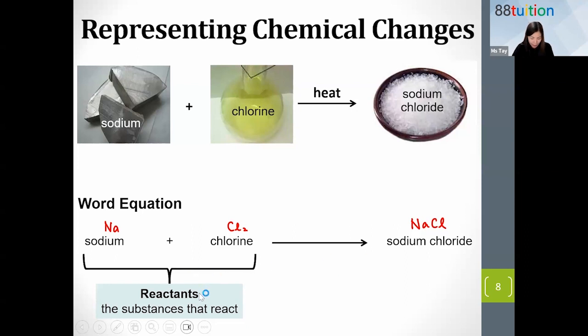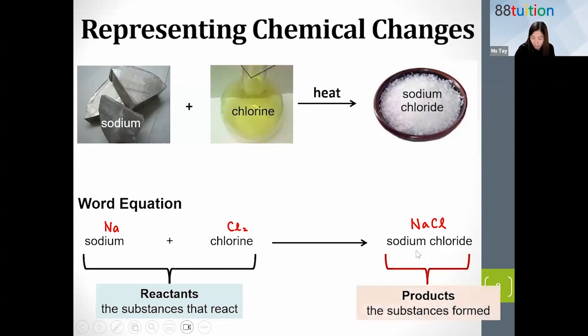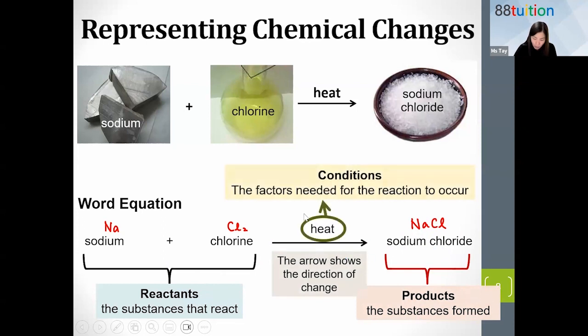So we call these the reactants, substances that react. After you have the arrow drawn here, it will tell you that the products are being formed. In this particular case, when we react sodium with chlorine, we get sodium chloride. So reactants will be sodium and chlorine, and the product will be sodium chloride. Arrow shows direction of change. Usually you need the heat for this to happen.